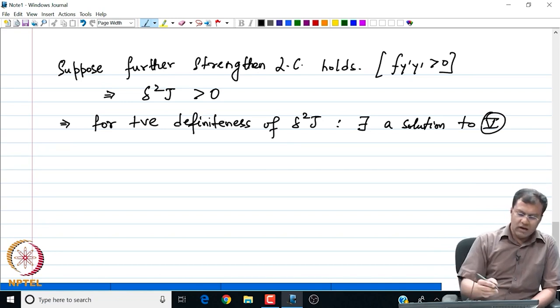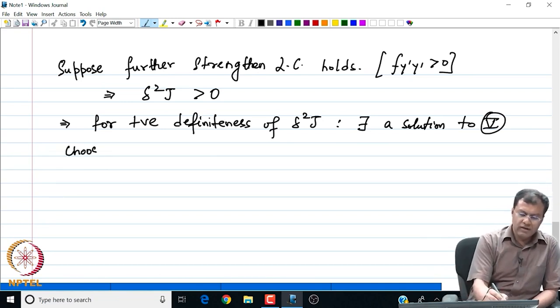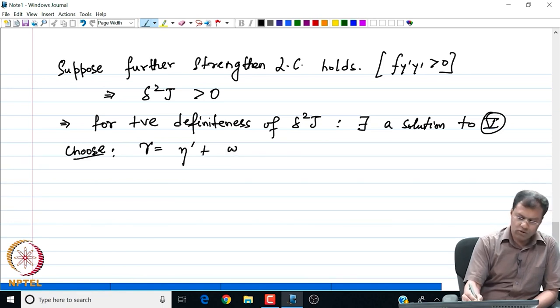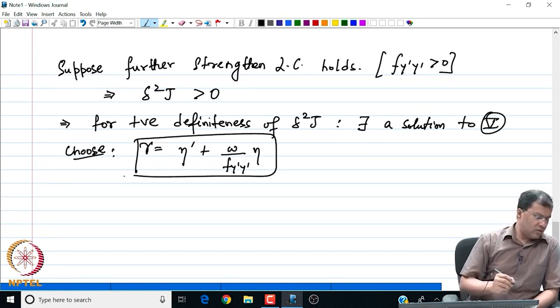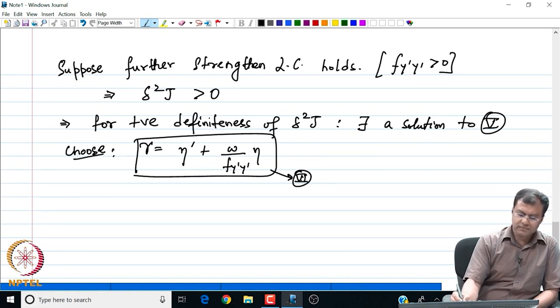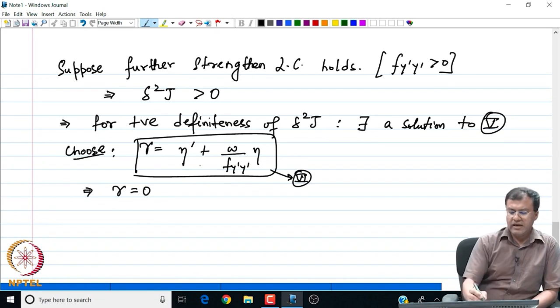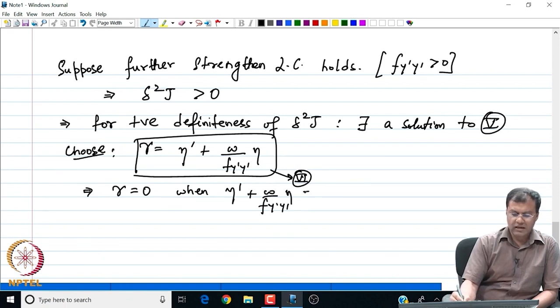Okay. Now, let us also look at this. If that is the case, let me also choose my function gamma to be the quantity that I found inside the bracket. So, gamma is eta prime plus omega by f_y' eta. So, we choose this gamma, right? Let me call this 6. Now, when is gamma 0? When eta satisfies the ODE whose expression is given by 6, right? So, gamma is 0 when eta prime plus omega by f_y' eta is 0.